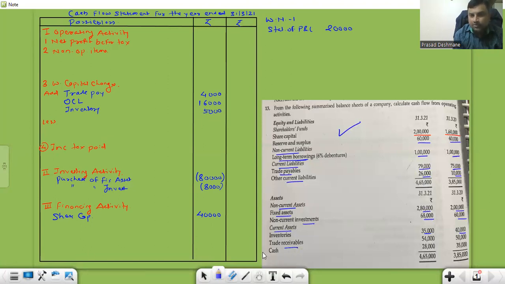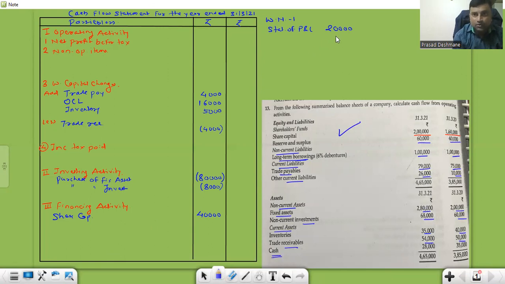Then we have trade receivable. It was 50 and became 54. It means current asset increase. Current asset increase is always negative. So that I'll write in the less. Trade receivable, difference is 4,000, negative. Right? Cash we consider at the end of a cash flow statement always. So now we'll start closing it.